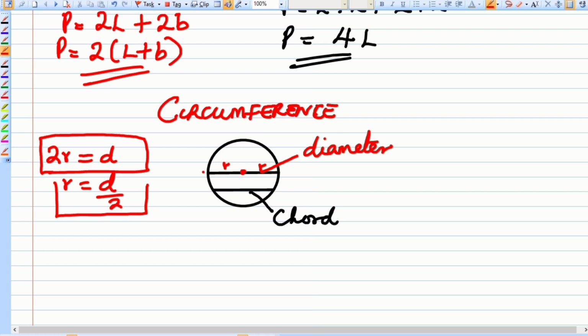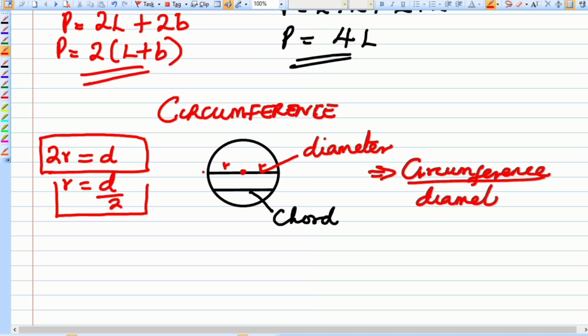So anytime we divide the circumference of any circle by the diameter, we come to realize that we always get a value that is approximately equal to 22/7, or 3.14 in decimal. So for any circle of any given diameter, when you divide the circumference by the diameter, you always get a value approximately equal to 22/7. Since this 22/7 is a constant, we decided to call it pi.